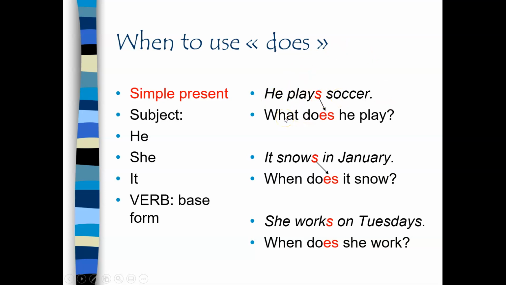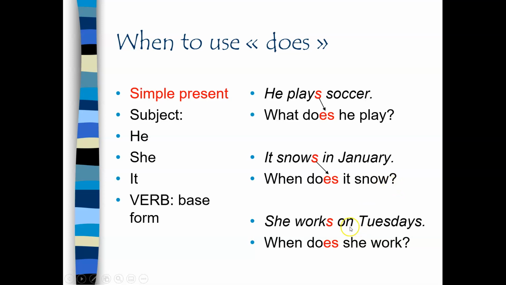So here's my question word. What does he play? You see the S comes from my verb and goes down onto my auxiliary. So I cannot repeat the S two times, so there's no S here. What does he play? It snows in January. Here's the S on my verb when I conjugate it into the simple present. And in my question, I say, when does it snow? Again, I take the S from my verb, it goes onto my auxiliary, and I cannot use it on the verb because I cannot have the S two times.